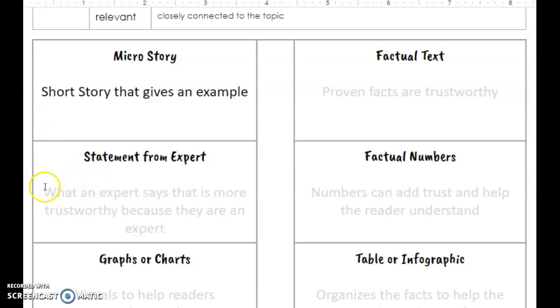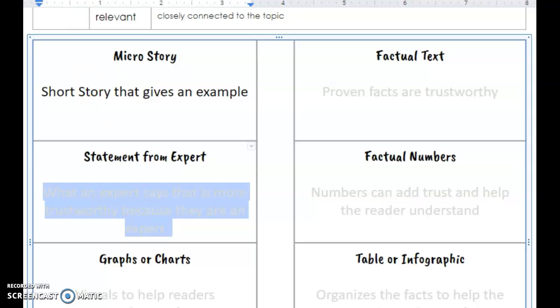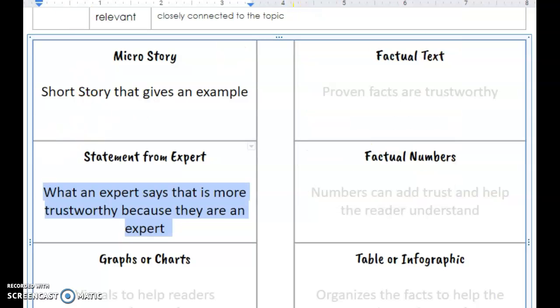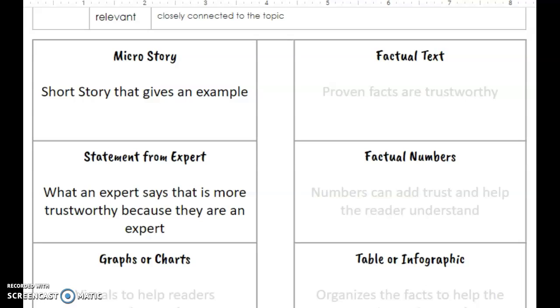Another thing that you can add is a statement from an expert. And a statement from an expert, what an expert says is more trustworthy because they are an expert. In other words, if you just walk up to a random stranger on the street and ask them how to solve a math problem, their answer might be completely wrong. But if you go and ask Mrs. Germain, she would be trustworthy because she's an expert, so her answer would have more value.